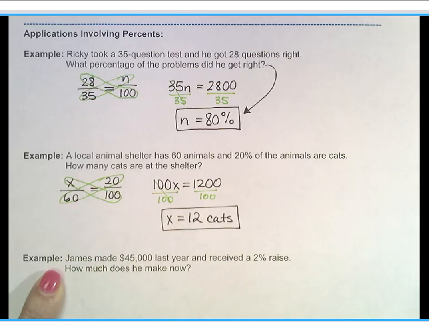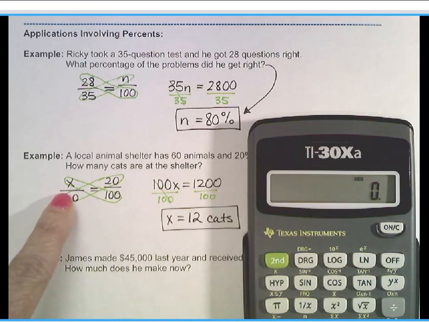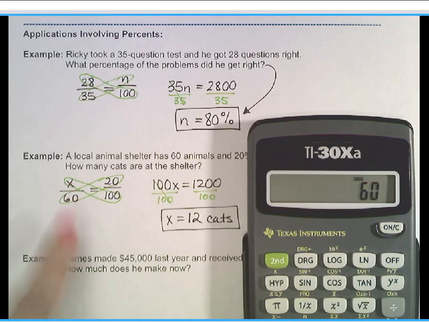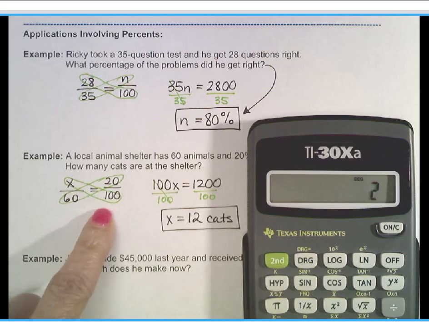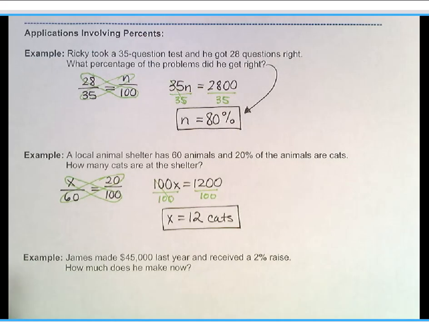And here's how you can check your answer. Well, what is 12 out of 60? That equates to 20%. So that's how we just checked our answer. So again, I just type it in there for this left-hand fraction. And 20 divided by 100 is 0.2 also. So we can see that that's the right answer. All right, so 12 cats.